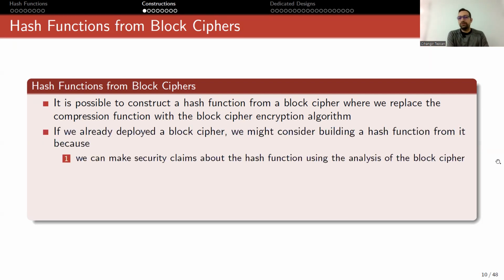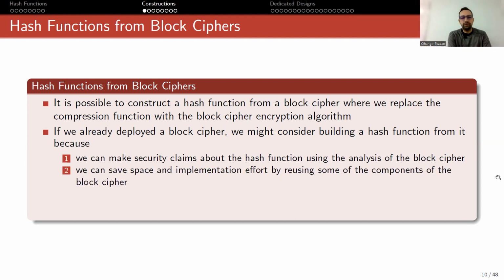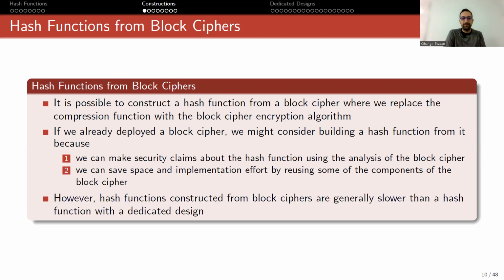If we have already deployed a block cipher, we might consider building a hash function from it because we can make security claims about the hash function using the analysis of the block cipher. For instance, if the block cipher is resistant to differential cryptanalysis, the hash function you create from it will also be resistant to differential cryptanalysis. Moreover, we can save space and implementation effort by reusing some of the components of the block cipher. Think about small hardware. If you put in both a block cipher and a hash function, it will take a lot of space, right? But if you only put in a block cipher and use it for both hashing and encryption, you will save space. This is the idea.